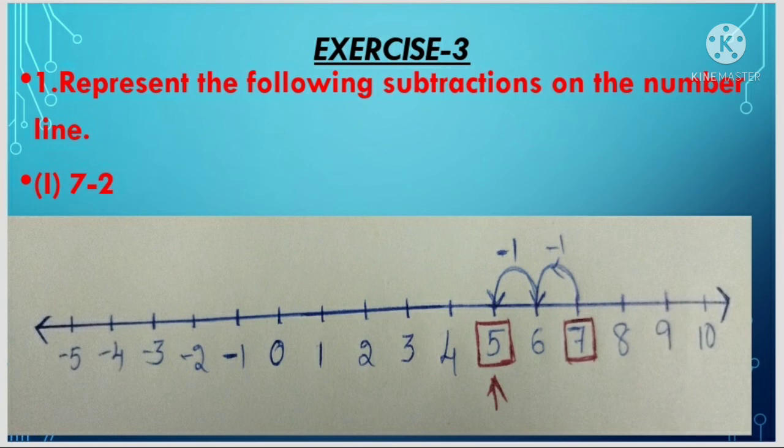Here we subtract a positive integer, that is 2, from 7. We should subtract 2 from 7. So we should start with 7 and move to the left side. If we subtract a positive integer, we should go to the left side. How many steps? 2 steps. We get 5.